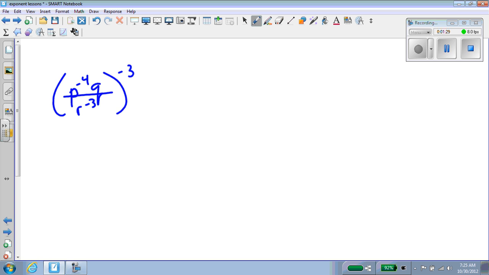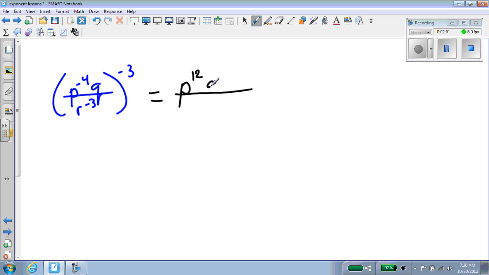Okay, here's another problem for us. I have a power that needs to distribute to every piece of this. So I'm actually going to do that first rather than simplify what's inside the parentheses. So I'm going to get p to the negative fourth to the negative third, which becomes p to the 12th. And so the advantage is it's going to stay right there.